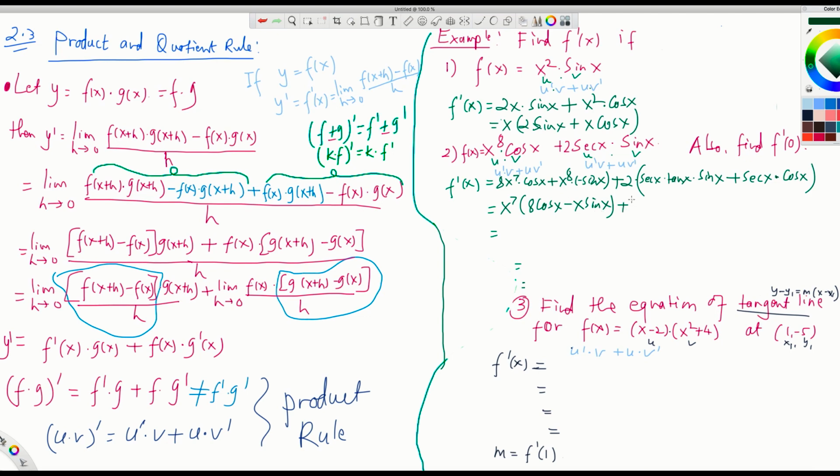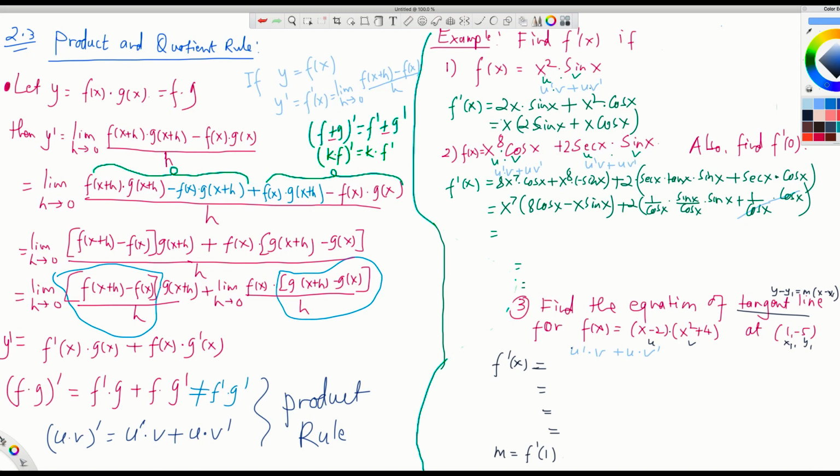And then plus 2. I want to write in sine and cosine. Secant will be 1 over cosine of x, because the reciprocal of cosine is secant, and the reciprocal of secant is cosine. So it is sine x over cosine of x times sine x, plus 1 over cosine of x times cosine of x. You see that this cosine x divided by cosine x is 1, right? And similarly, this one will be sine square x, and if you multiply that, this will be cosine square x.